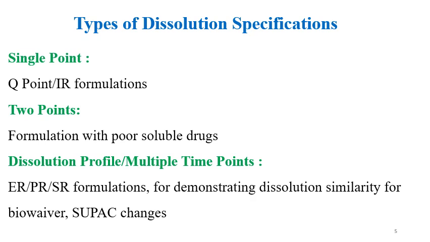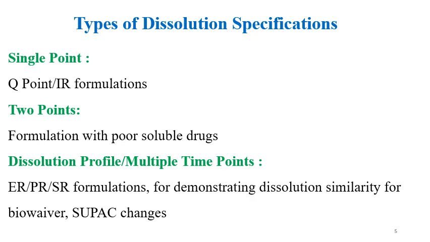Like in two-point dissolution specification, you can also consider the delayed release type of formulations, where you have to provide the dissolution specification for acid stage release that is not more than 10%, and in the buffer stage you can consider the Q point like IR formulations.